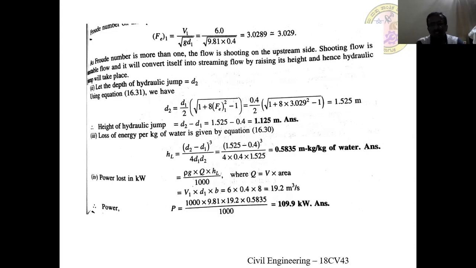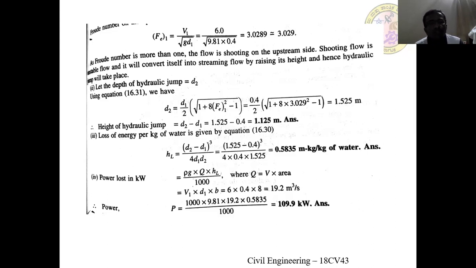We know the velocity, we know the depth of flow before the jump, and we substitute: F1 equals v1 by root g d1, that is 6 by root of 9.81 into 0.4, so we get 3.089. It is greater than 1. If it is greater than 1, then it is supercritical flow, meaning before the jump there is a supercritical flow.